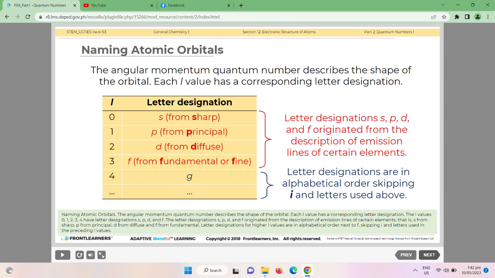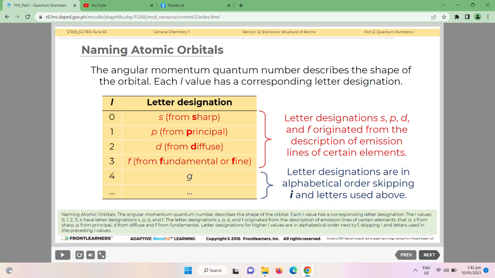Naming atomic orbitals. The angular momentum quantum number describes the shape of the orbital. Each l value has a corresponding letter designation. The l values 0, 1, 2, 3 have letter designations s, p, d, and f. The letter designations s, p, d, and f originated from the description of emission lines of certain elements, that is, s from sharp, p from principal, d from diffuse, and f from fundamental.